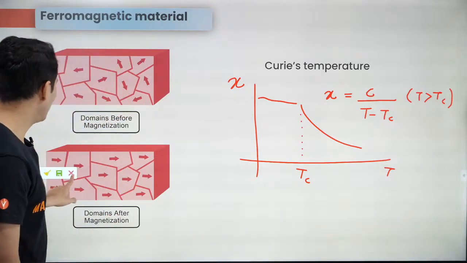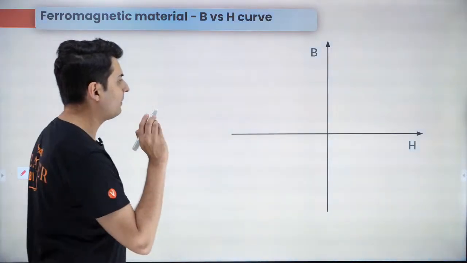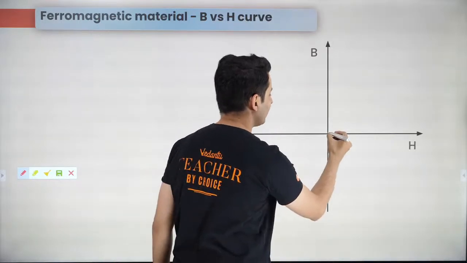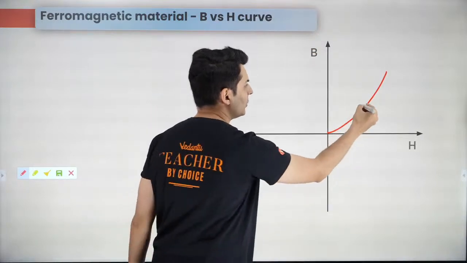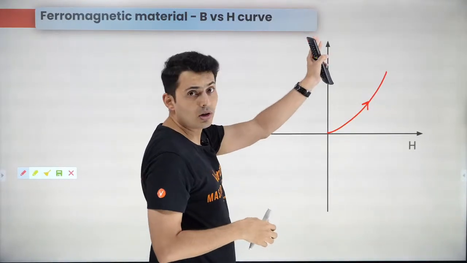Okay, so let's solve some questions. And before that, the BH curve. This is also very, very important, guys. So what happens is, if you try to magnetize it, the induced field will also increase drastically. If you try to create some magnetic field from outside, the induced field will also increase.